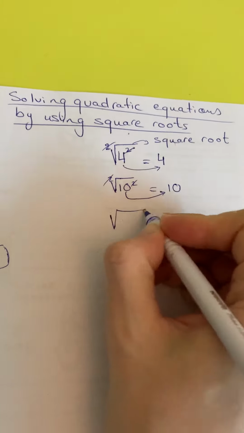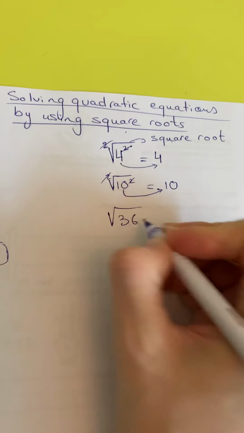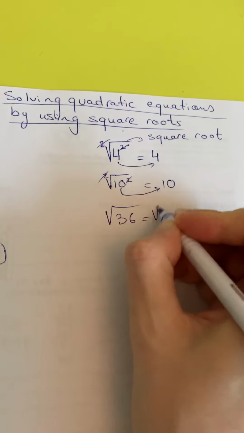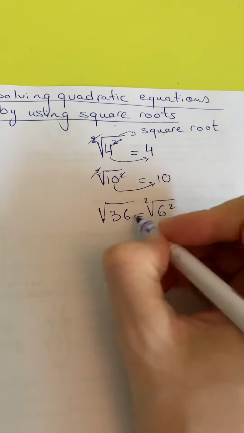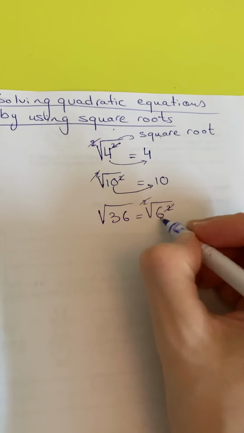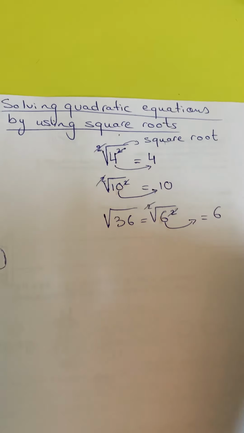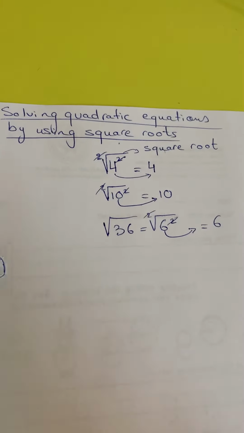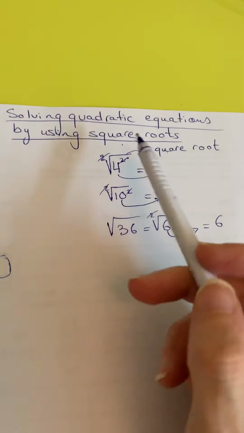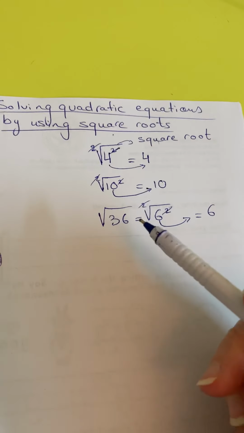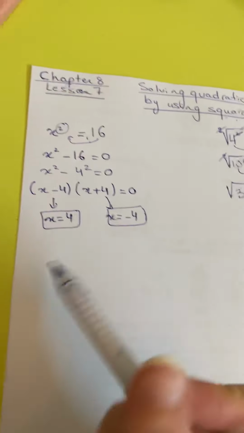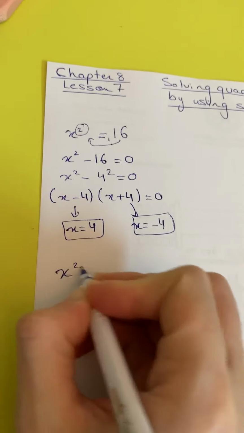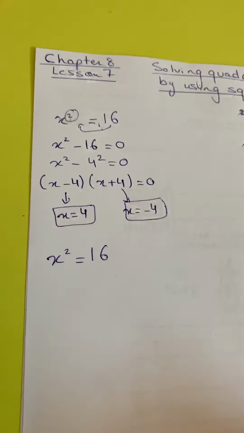If you have, for example, the square root of 36, you know it's 6 power 2, and you have a power 2 here, so you cancel them and you put the 6 outside. So this is the job of square root. It cancels the power 2. Okay, so how are we going to solve this one using this way? I will put the equation again. It's x power 2 equals 16.